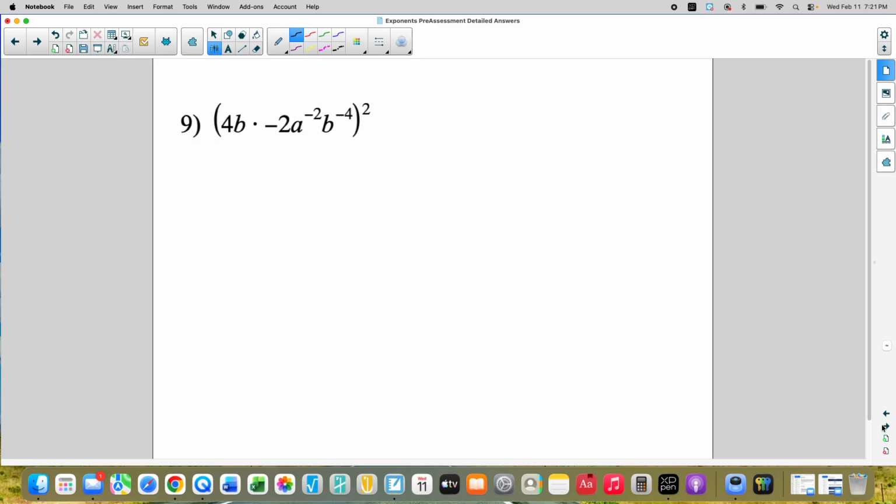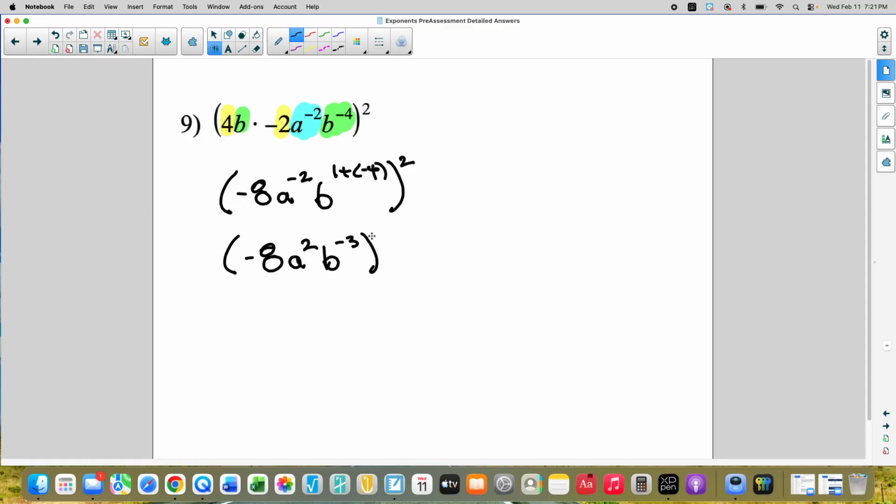We could distribute it, or we can simplify. I'd much rather simplify before distributing. I'm doing coefficients. Then I'm going to do b's. And I'm not going to forget my a's also. So I'm just simplifying. 4 times negative 2 is negative 8. I'm going to do my a to the negative 2. And I'm going to do my b's. I'm multiplying, so I'm going to add the exponents, and then that's to the second power. So this gives me negative 8a squared b to the negative 3 squared. 1 plus negative 4 is negative 3.